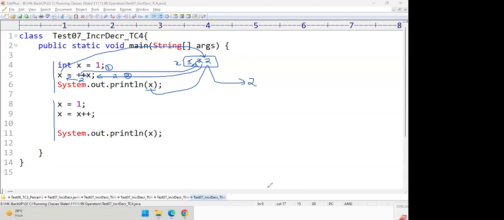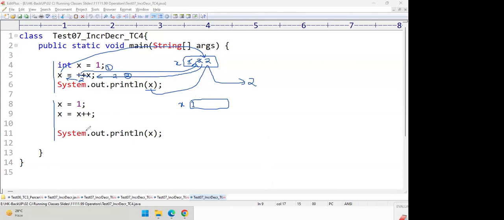Did all people get 1? Tell me, what is the meaning of x equal to x plus plus? Actually, in this memory only 2 is replaced with 1. But for our understanding purpose, I am writing x again. Is x created again in the memory? No. Okay, 1.